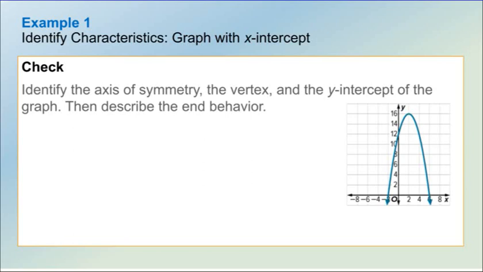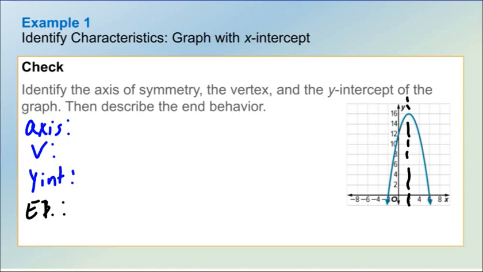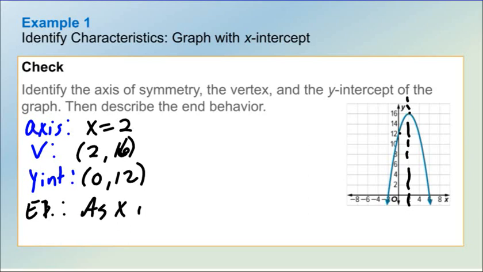Next example. Identify the axis of symmetry, the vertex, the y-intercept, and then the end behavior. The axis of symmetry goes through positive 2, so x equals 2. The vertex is 2 and 16. The y-intercept would be at 12, so 0, 12. It opens downward as well, so as x increases and decreases, our y decreases.